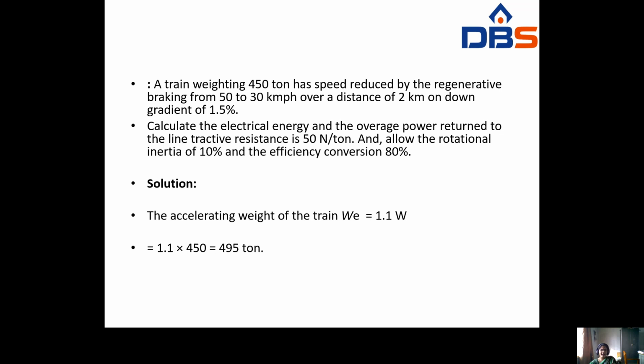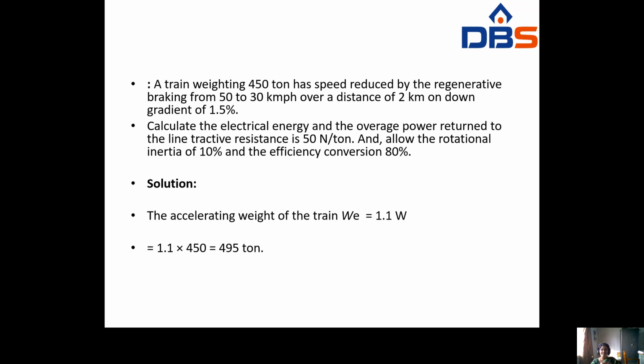Here a train weighing 450 ton has its speed reduced by regenerative braking from 50 to 30 kilometers per hour over a distance of 2 kilometers. So whenever the 450 ton train starts traveling, after 2 kilometers the speed will be reduced to 30 kilometers per hour, on a down gradient of 1.5%.